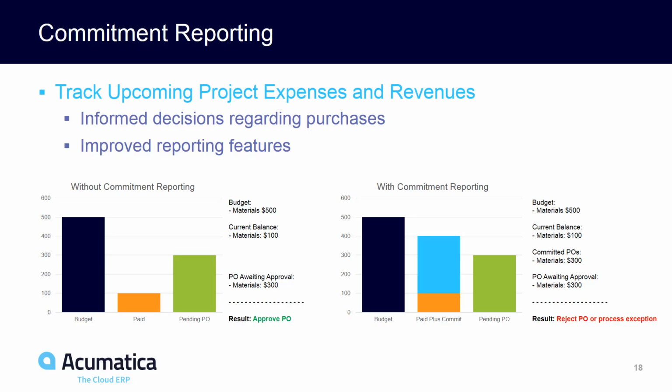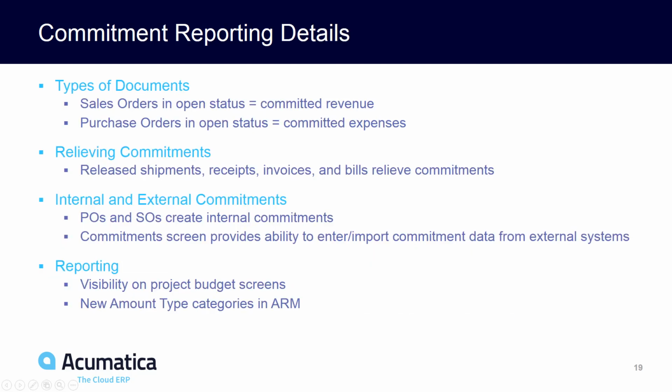Commitment reporting is important because business decisions can be made differently depending on the level of information available. In example 1, we don't have visibility into upcoming purchase orders that have already been committed. In example 2, we have this information and the result is a different business decision.